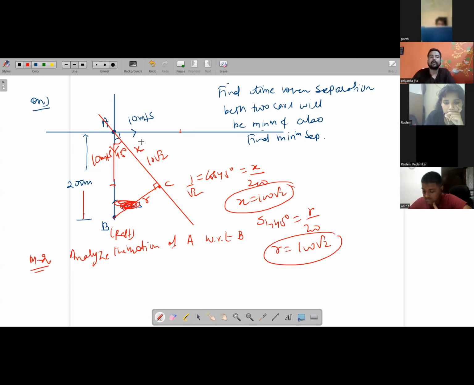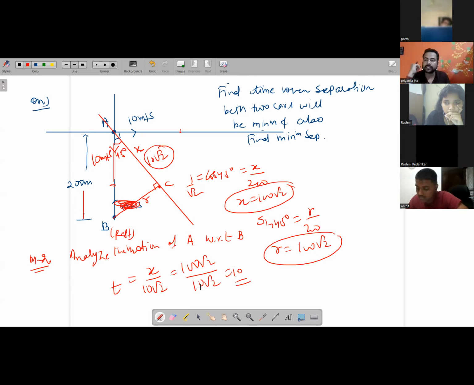And how much time it will take? So just take how much time it will take to cover this x distance. So time is x upon velocity, resultant velocity, 10 root 2. So 100 root 2 upon 10 root 2. So 10 seconds. I hope you all have understood. This is physics. So whenever you are asked to solve a collision problem, minimum separation kind of thing, you always have to analyze the motion of one object with respect to the other.